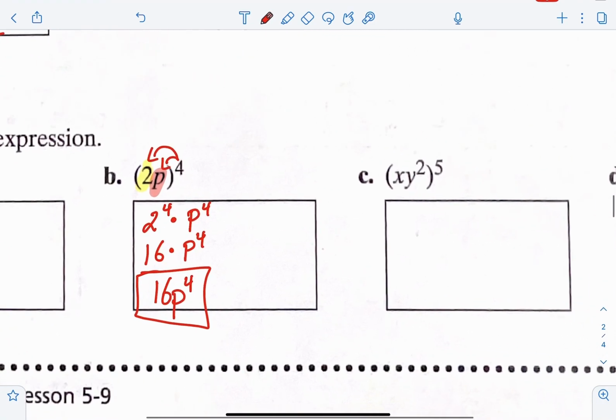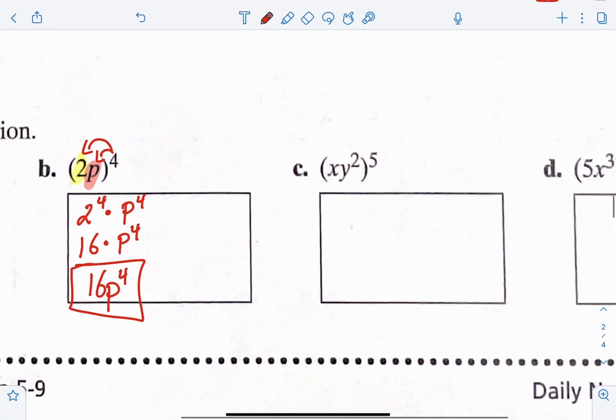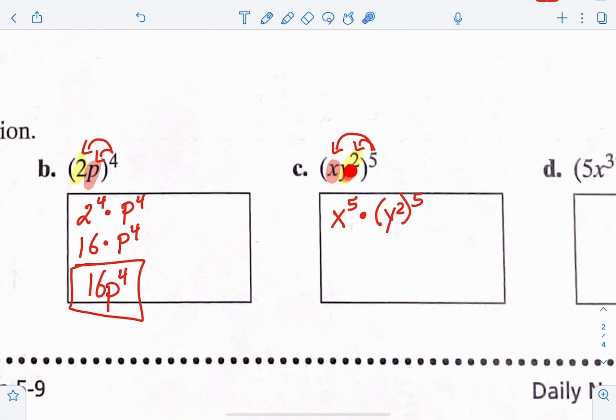Okay, let's do C together. So we have the X, and then we have the Y to the 2. So that 5 is going to apply to X and to Y to the 2. So when we rewrite this, we're going to rewrite it as X to the 5th times, and then in parentheses, we have Y to the 2 to the 5th on the outside. Remembering that if something in here has an exponent, put it in parentheses when you rewrite it and you break it apart, because then you can put your any-outie setup.